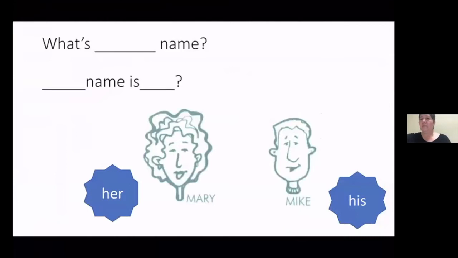Mary. Is Mary feminine or masculine? Feminine. Feminine, very good. Her. So what's her name? Her name is Mary. What's her name? Her name is Mary. Mike, masculine or feminine? Masculine. Very good. Okay, so his. What's his name? His name is Mike. Good job.